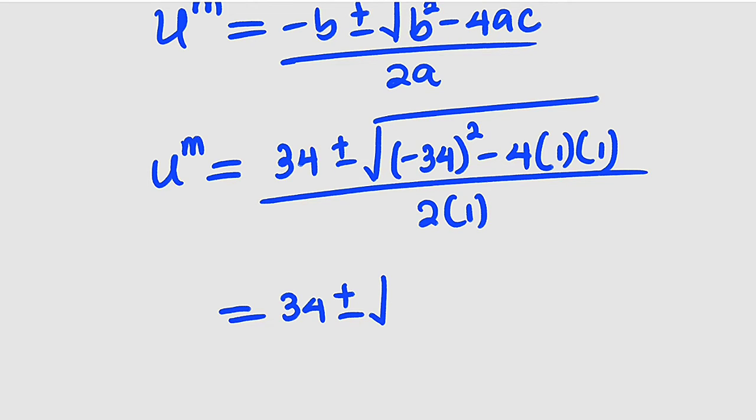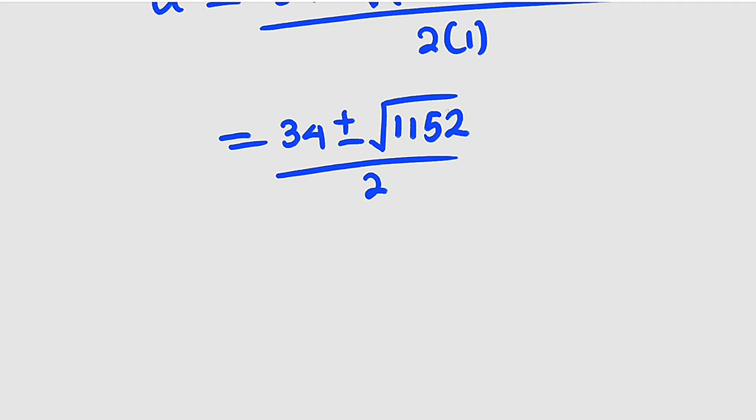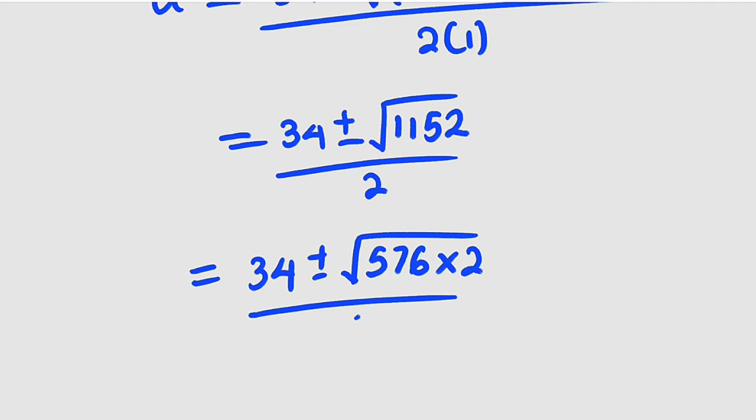So let's simplify. This is equal to 34 plus or minus the square root of negative 34 squared, which will give us 1156. And you can see that this is 4 altogether. So if you subtract 4, you're going to get 1152, divided by 2 times 1, which is 2. And the biggest perfect square number that can divide 1152 is 576, exactly 2 times. So this is 34 plus or minus the square root of 576 multiplied by 2, divided by 2.